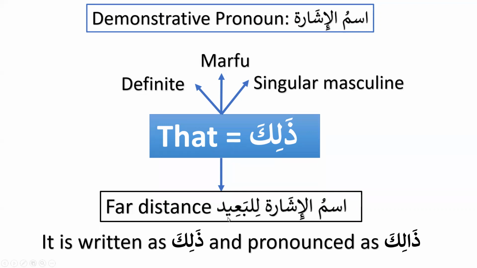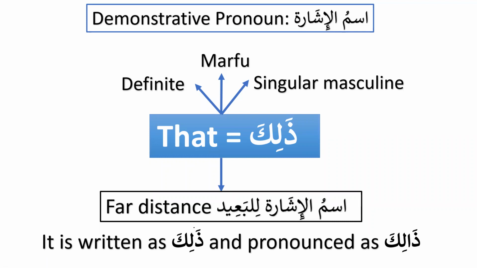Ismul isharati lil ba'id, a demonstrative pronoun that is used for distance. Hada is used for near distance, ismul ishara lil qarib, and dhalika is used for far distance, that is ismul ishara lil ba'id. It is written as dhalika and pronounced as dhalika, as we can see over here, and there is a hidden alif over there. A small alif is hidden over there. That's why it is pronounced as dhalika.